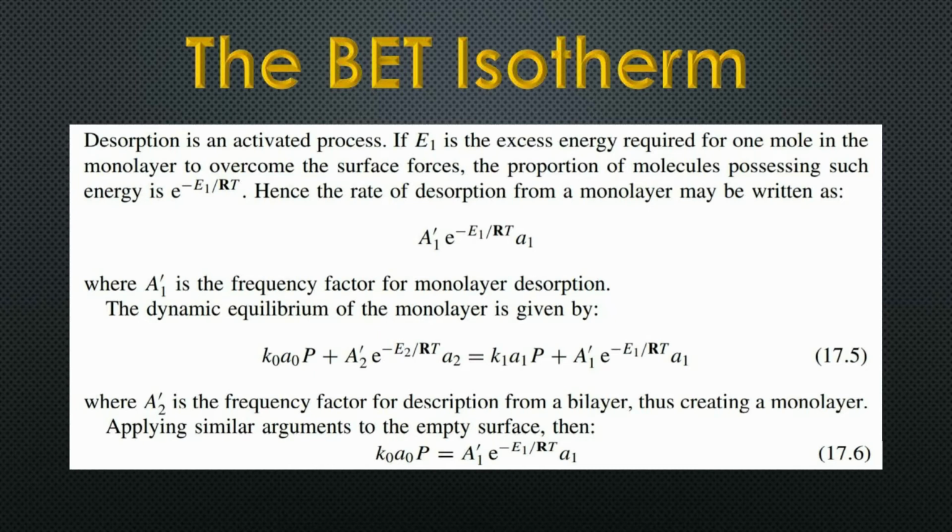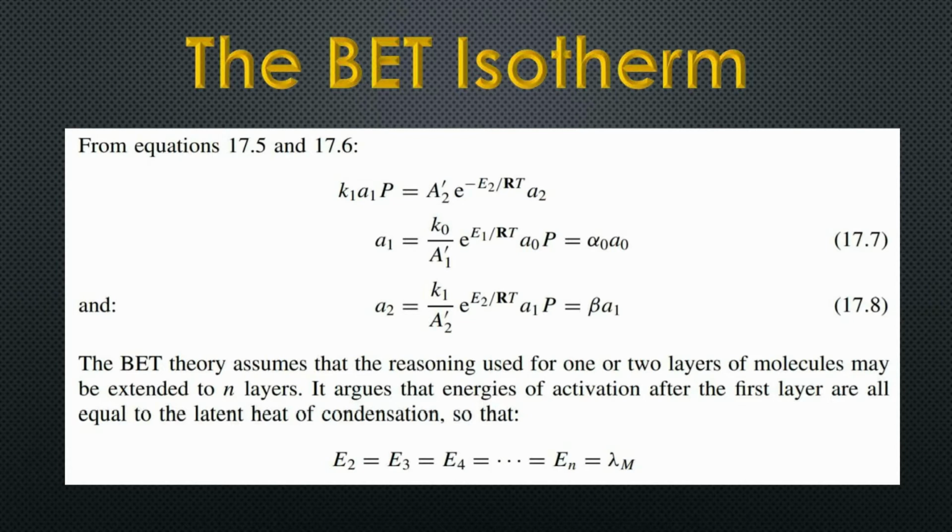Applying similar arguments to the empty surface, then, from the equations 17.5 and 17.6 from the previous slide, we obtained the following formulas. And we must remember that the BET theory assumes that the reasoning used for one or two layers of molecules may be extended to n layers. It argues that the energies of activation after the first layer are all equal to the latent heat of condensation. Hence we have the formula E2 is equal to E3 is equal to E4 up until E sub n, which is equal to the latent heat of condensation.